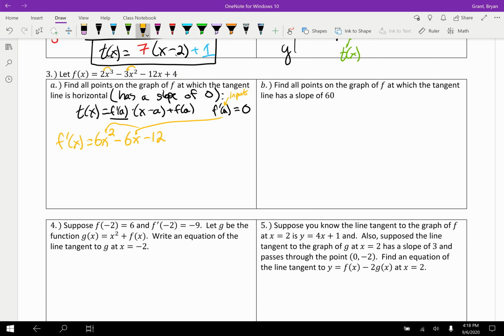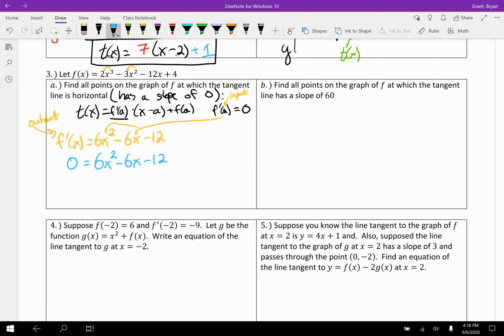What input creates an output of 0? Or basically, when is the derivative 0? So, let's set it up. What x value will create an answer of 0? Solving this could be a little tricky.